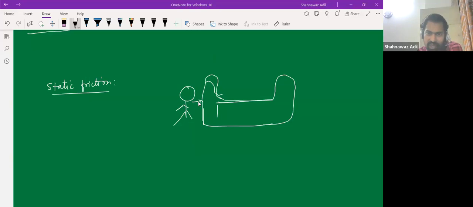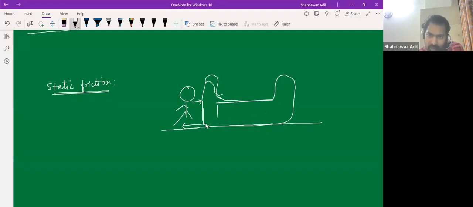Which means that whatever force we are applying, there is some opposite force which is applied by this sofa. The sofa is in contact with the surface, and whatever force you are applying to move it, the sofa is also experiencing some force in the opposite direction due to this surface. Whenever the object is not moving, that much friction is called static friction.